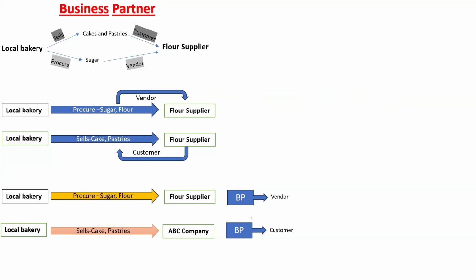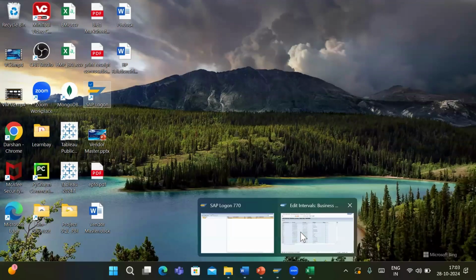I hope it's clear. Next topic is business category. Every time, first we need to select the business category when we create a BP. So let me show in the system.